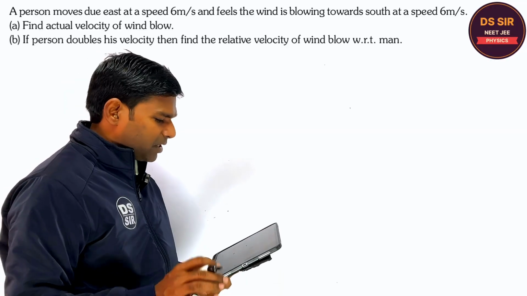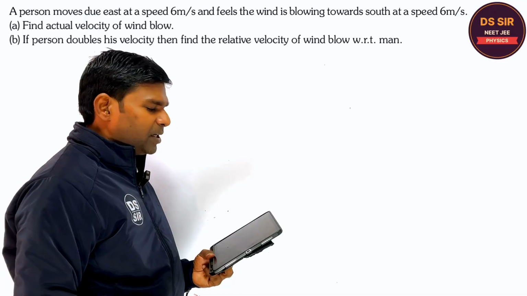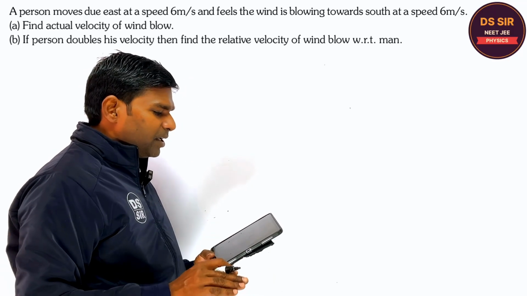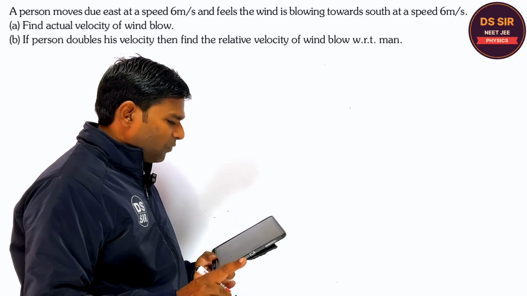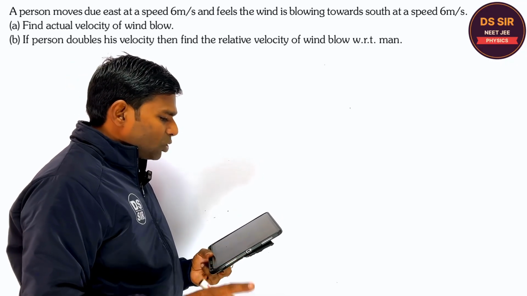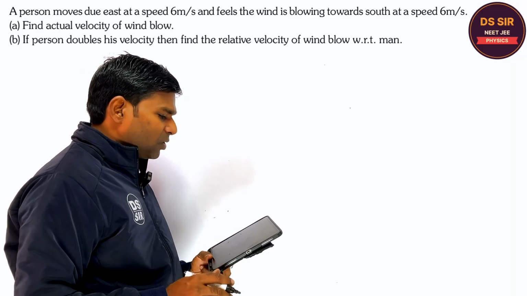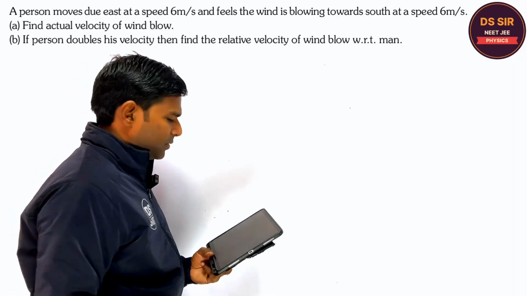the velocity with respect to ground is not given, right? Let's see the question. A person moves due east at a speed of 6 meters per second and feels the wind blowing towards south at a speed of 6 meters per second. First, you have to find the actual velocity of the wind. Second, if the person doubles his velocity, then find the relative velocity of the wind with respect to the man, right?